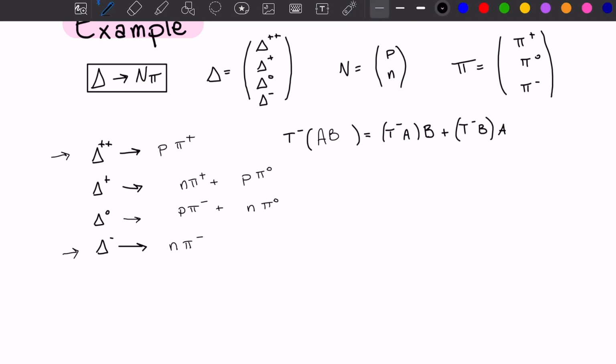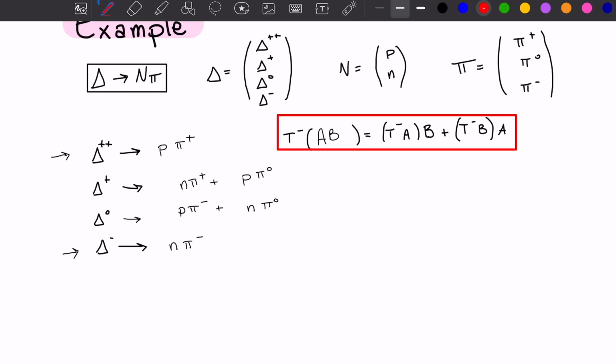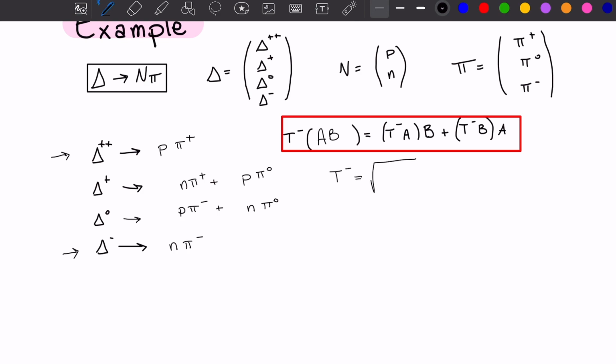So let's start. Here are a few rules that I put up to remember. This is the general equation for T minus over here, and T plus is very similar, just the other way around. And then I'm going to write down the other important equation. The ladder operator for T minus will be the square root of isospin plus 1 minus isospin z projection times isospin z plus 1.